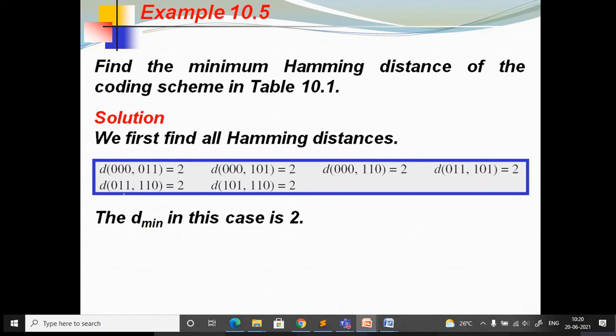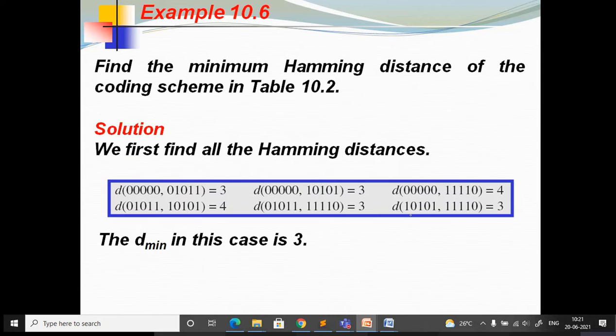So now among all the distances you have calculated, which is minimum? According to this table, all the distances are equal to 2. Okay, in case you get 1, that becomes the minimum Hamming distance. So according to this example, the minimum Hamming distance is 2. Okay, is it clear?